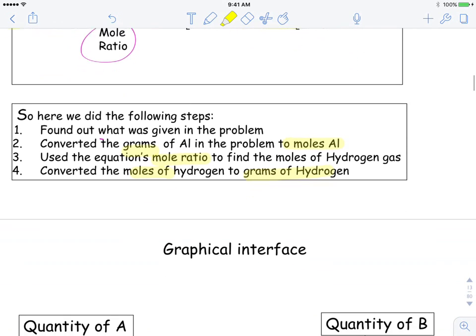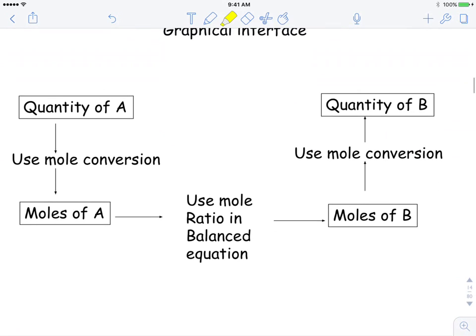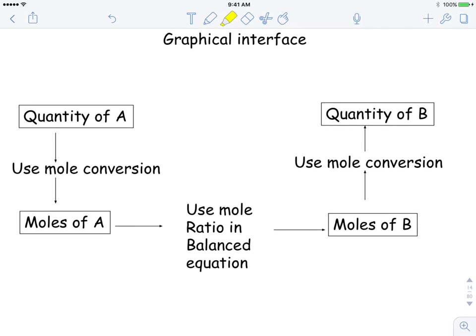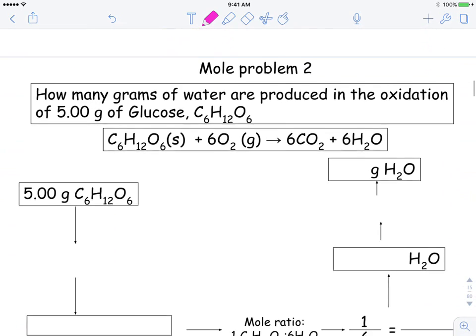So how does this look in another problem? Well, we can use this graphical interface to figure it out. This is the general graphical interface that we would use when we're doing this type of question. Step 1, use a mole conversion to go from quantity A to moles of A. Step 2, use a mole ratio. And step 3, change the moles back to the quantity of the new substance. So let's look at another problem here.